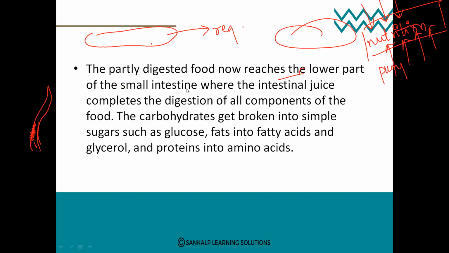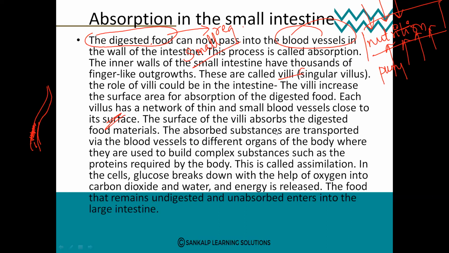Whatever the partly digested food is there, it reaches the lower part of the small intestine, where again the intestinal juice will complete the digestion. It is almost completed in the small intestine. Now what is happening here? From that digested food, whatever is required by the blood vessel, that is the nutrient, that will be absorbed.